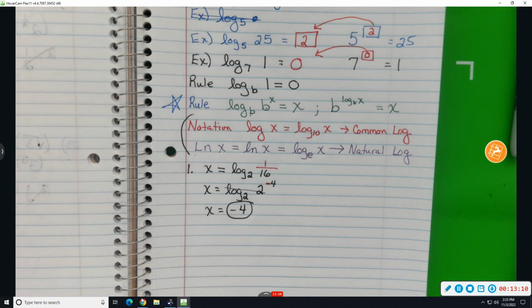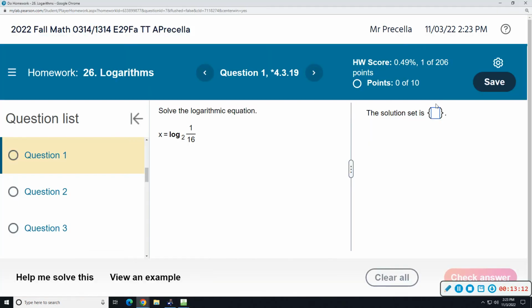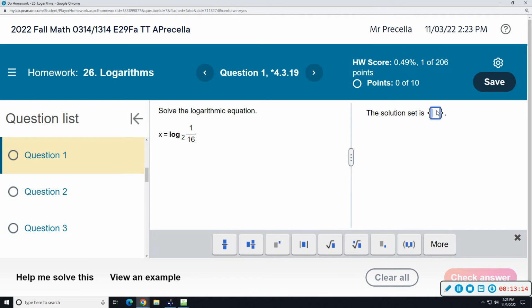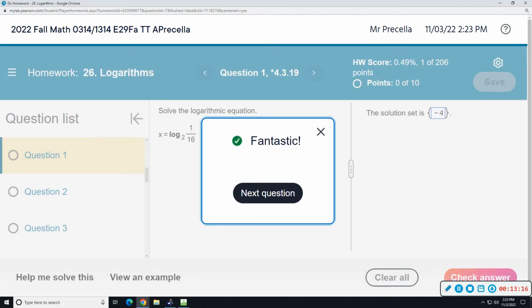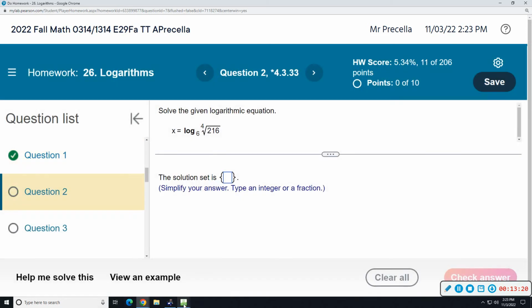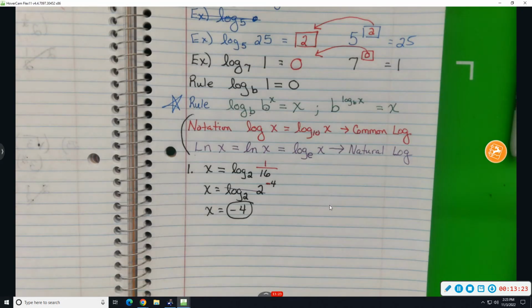Type it in. Yeah, I was about to say if you could drop that down. Negative 4. Okay. Go back to what? Oh, the page so we can finish writing it down. Well, there. That next one.